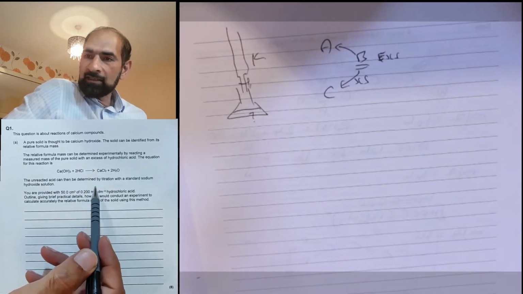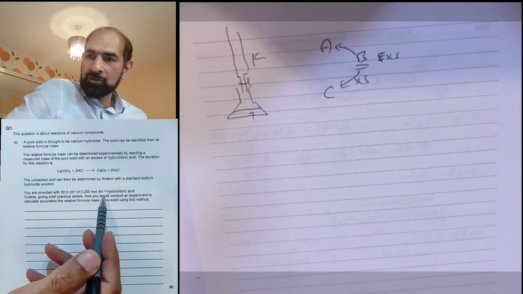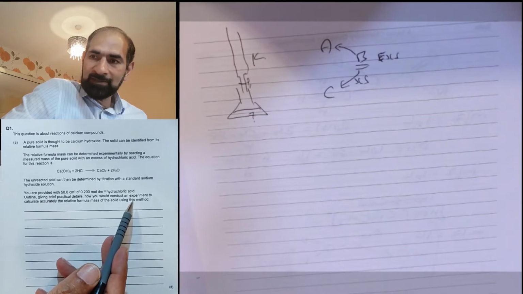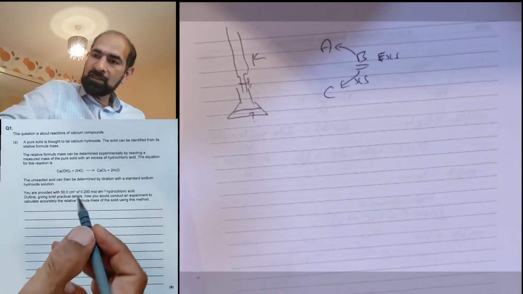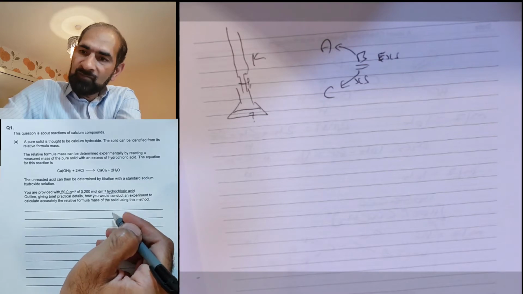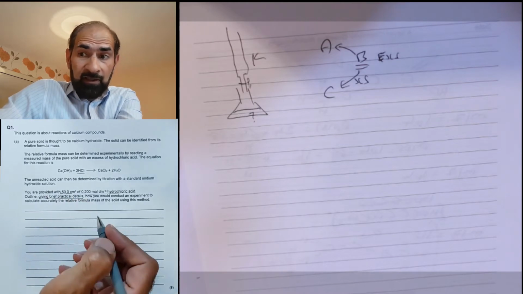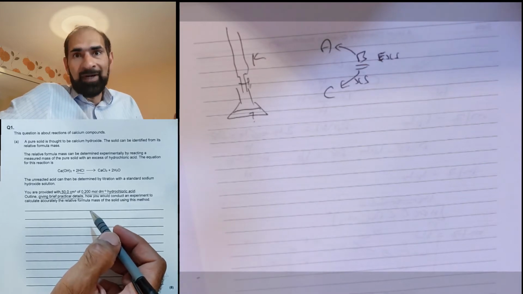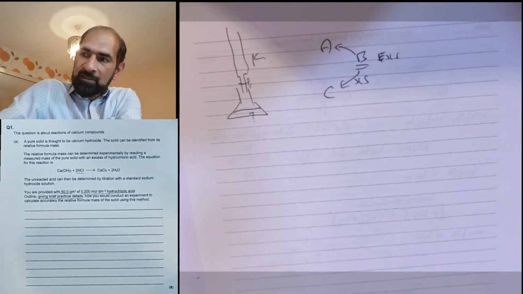So the unreacted acid can then be determined by titration with a standard sodium hydroxide solution. You are provided with 50 centimetres cubed of 0.2 molar hydrochloric acid. Outline, giving brief practical details, how you would conduct an experiment to calculate accurately the relative formula mass of the solid using this method. So obviously they've told me how much hydrochloric acid I must use. Brief practical details: this question is not entirely calculation based. They want you to tell them how to do the practical as well, not just use the calculations, but how to do the practical, and that's why it's worth 8 marks there.